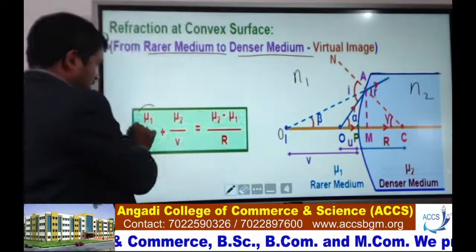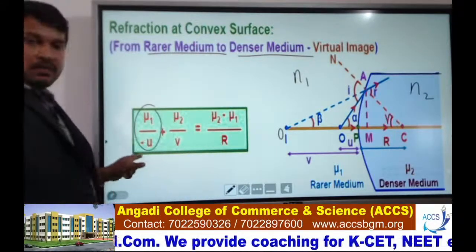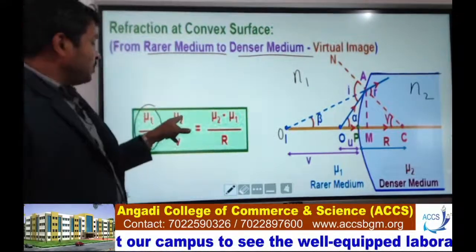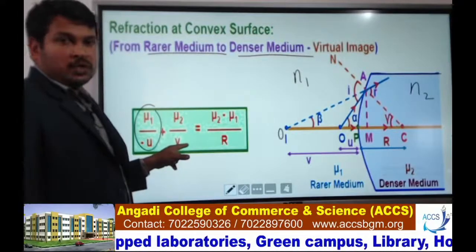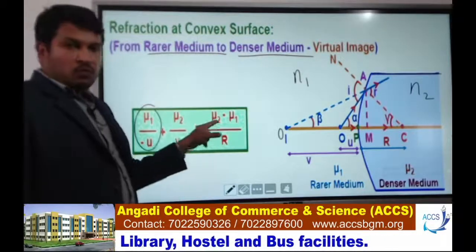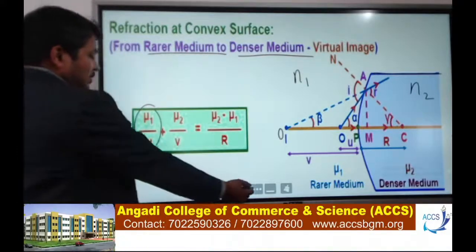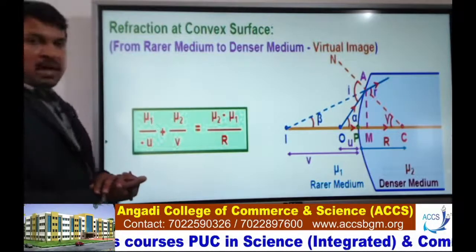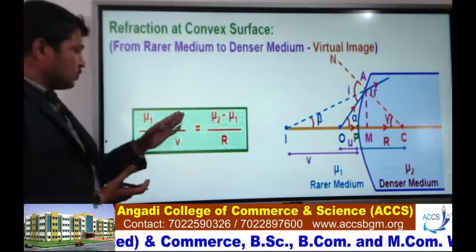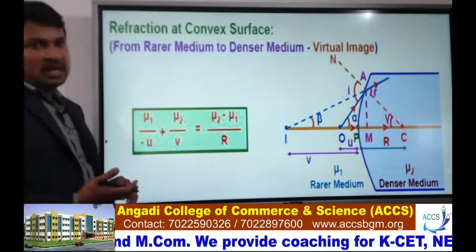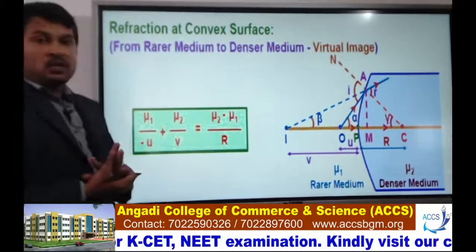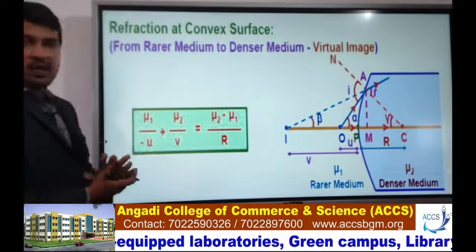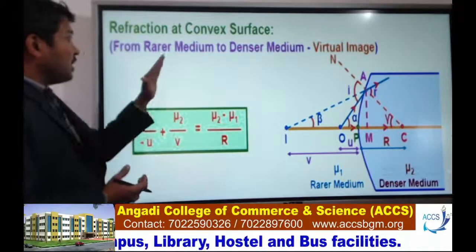Incident light is in the first medium, that is N1, mu1 divided by U, direction negative. Next, the image formed in the second medium, mu2 divided by V. That difference, mu2 minus mu1 divided by R. This is the formula. Remember, students: N1 divided by minus U plus N2 divided by V equals N2 minus N1 divided by R. I told you, we can use N or mu to indicate the refractive index. Remember this formula for the convex surface.